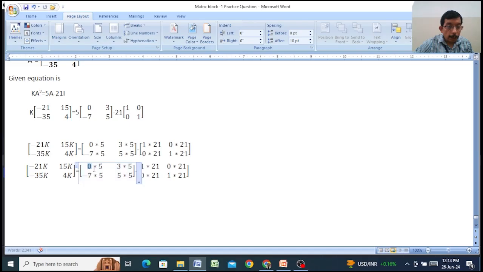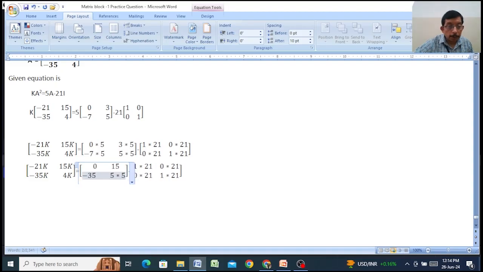Zero into 5, 5. Note down 5 here. 0 into 5, 0. Note down 0 in here. 3 into 5, 15. Note down 15 here. Minus 7 into 5 is minus 35. Note down minus 35 here. 5 into 5 is 25. Note down 25 here.